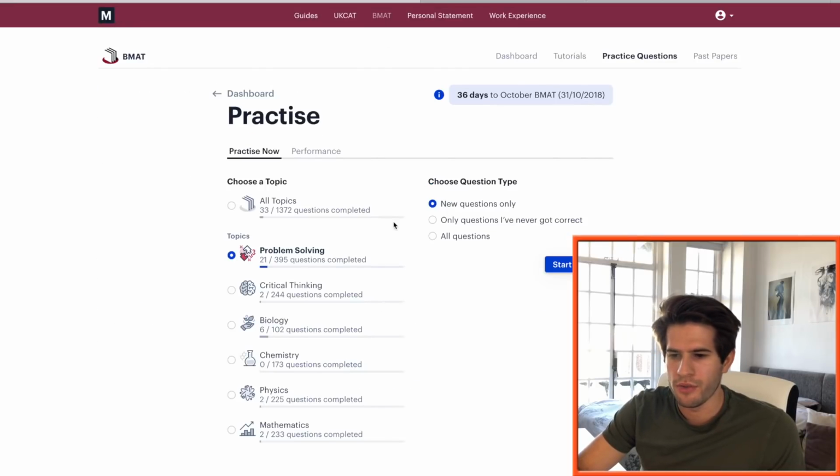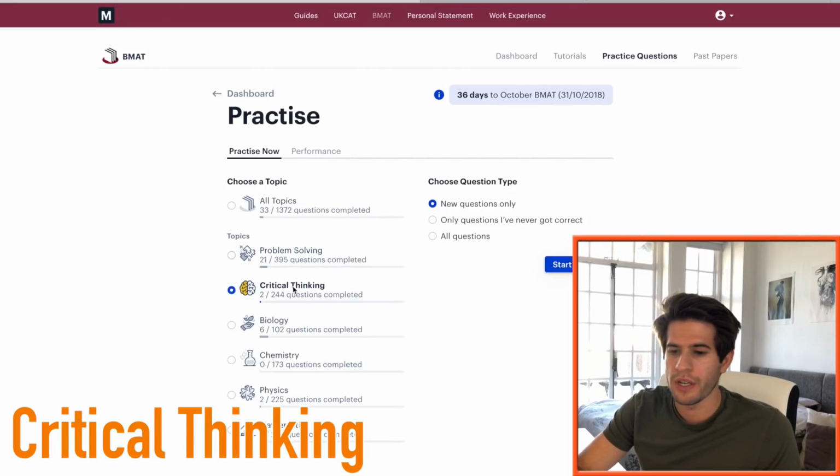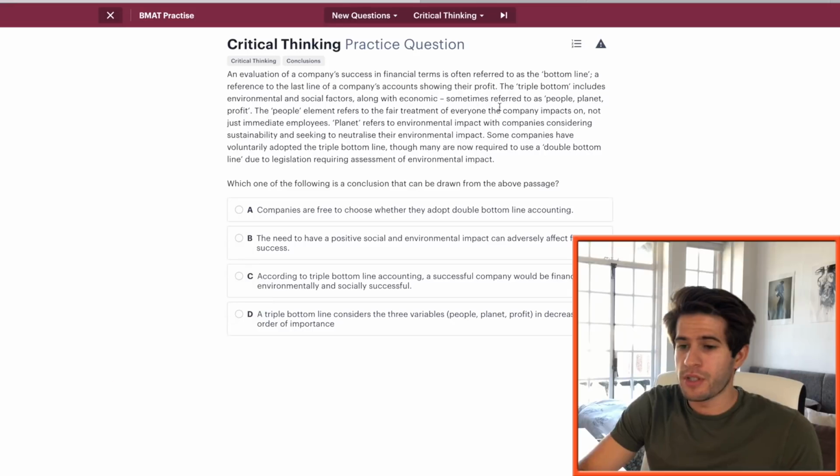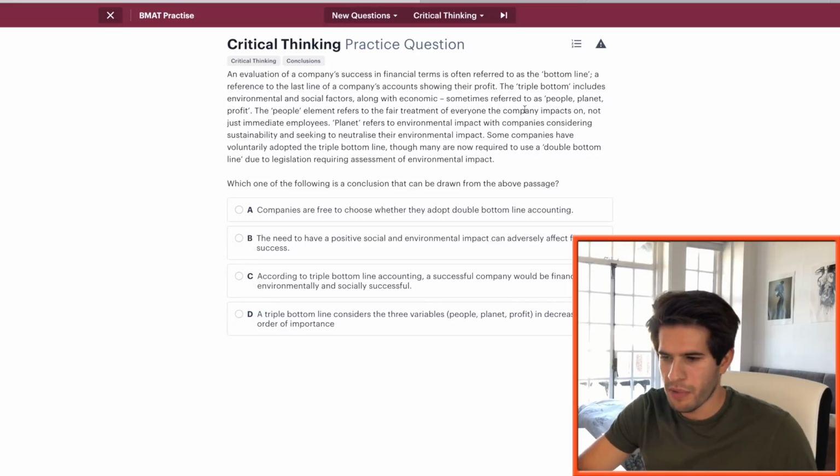Next question. Okay, I think that's enough for the problem solving questions. I'm now going to move on to the critical thinking questions and see what we can do there. Critical thinking questions, I actually find these a little bit easier because I find them more like the VR section on the UK CAT. So let's take a look at a couple of them. Requiring assessment of environmental impact. Which of the following is a conclusion that can be drawn?